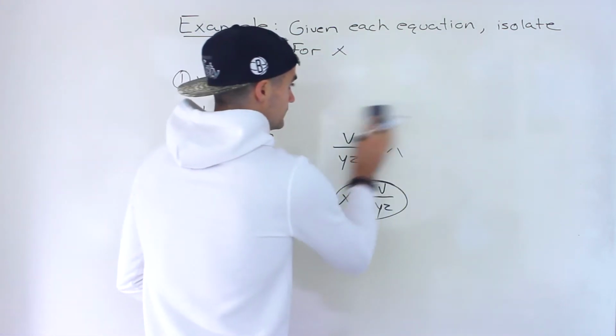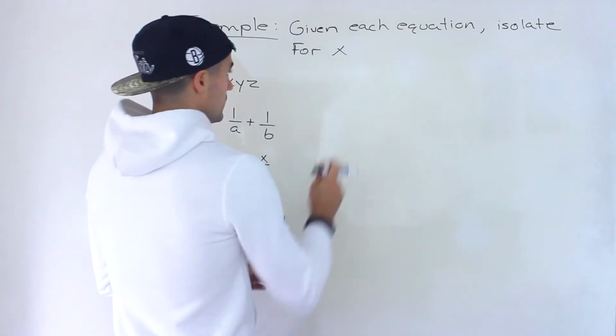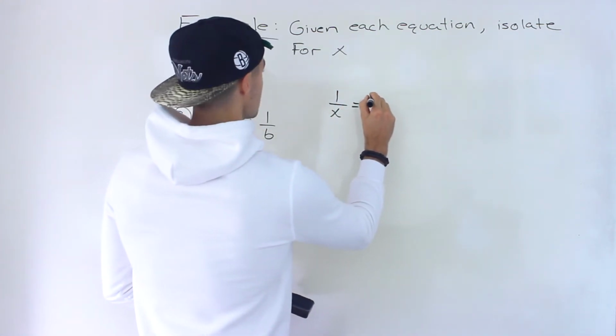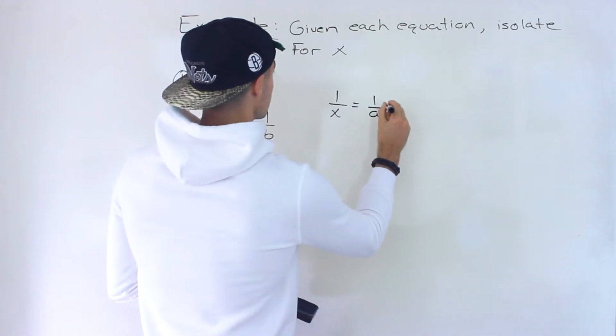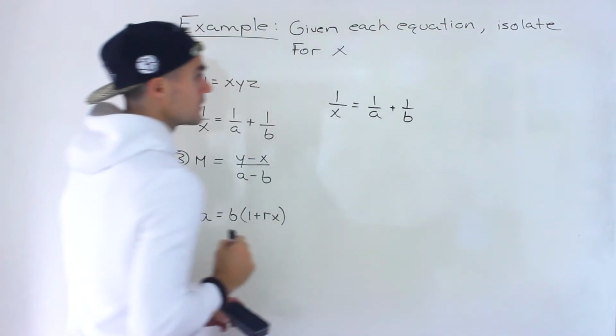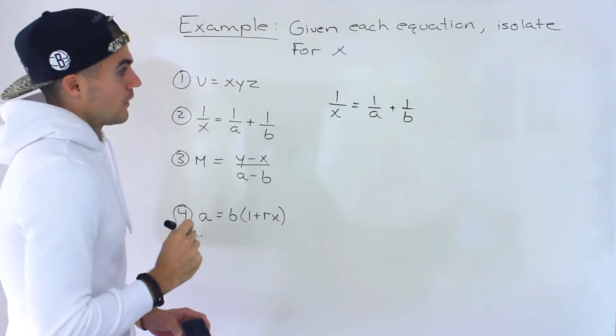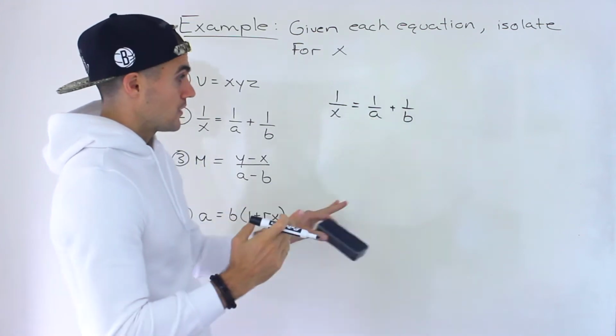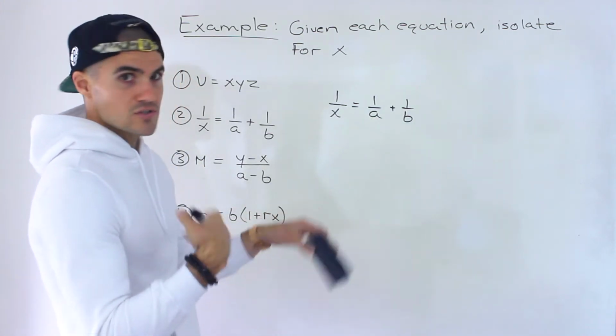Now number 2, this one's going to be a little bit more tricky, more work here. So notice we got 1 over x equals 1 over a plus 1 over b. What would we do here? Well, it would be nice if this right side was one fraction, because then we could just flip the fraction.